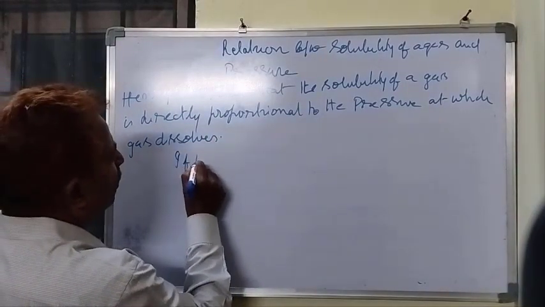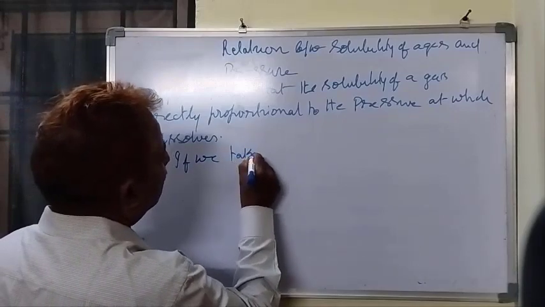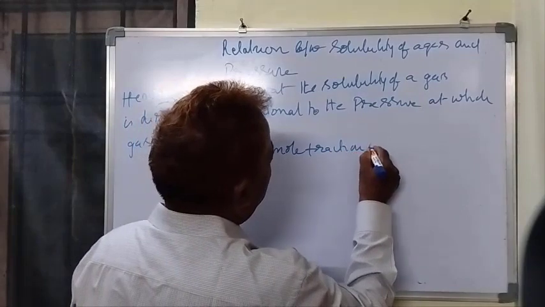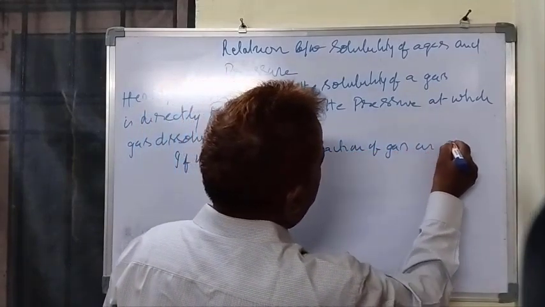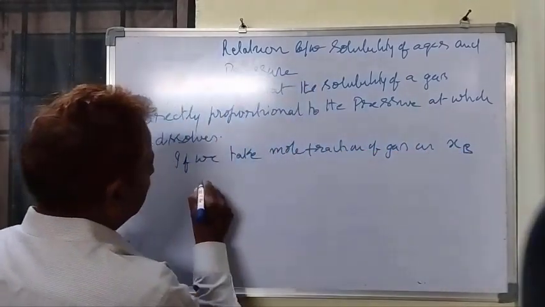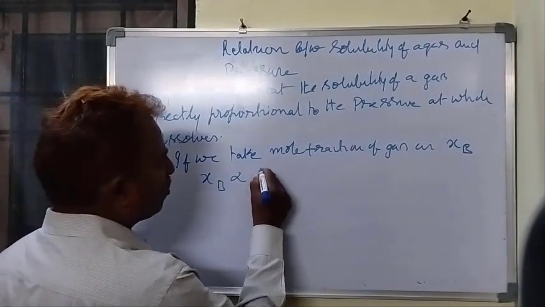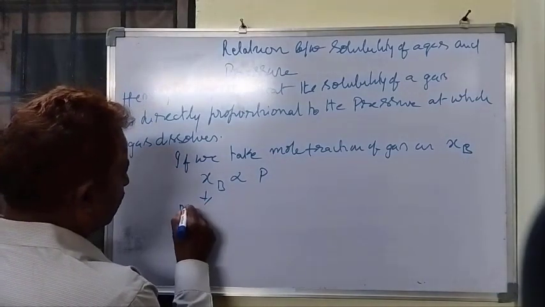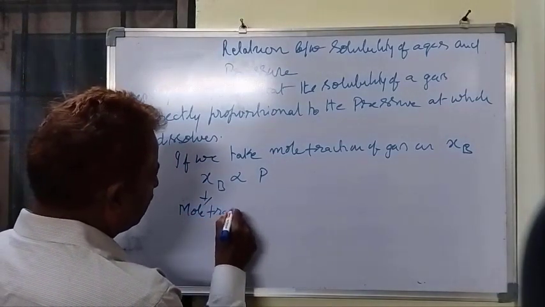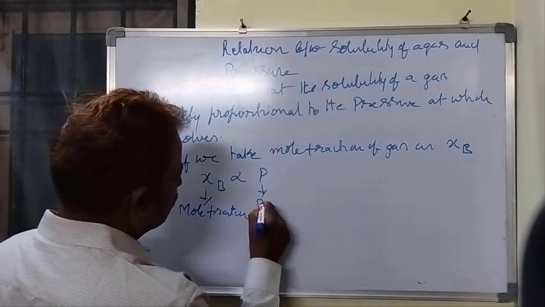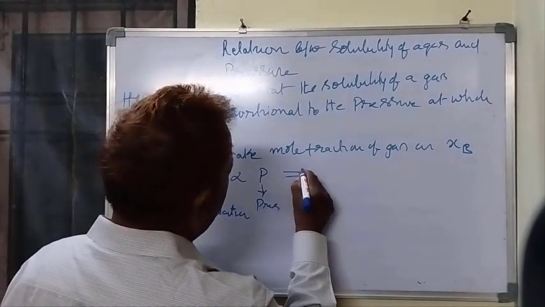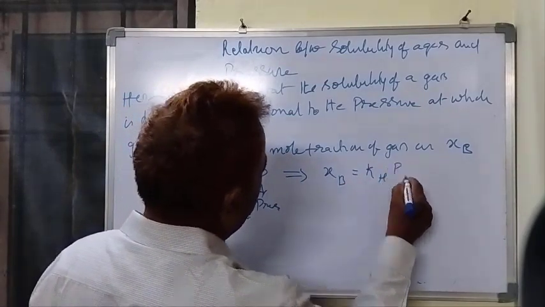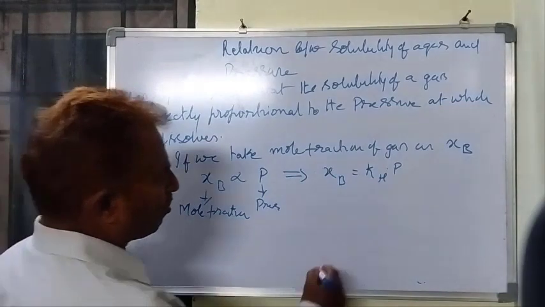So if we take the mole fraction of gas as XB, it is proportional to P. XB means mole fraction, P is the pressure. So this is mole fraction, this is pressure of the gas, which implies XB is equal to KH into P. KH is the proportionality constant.